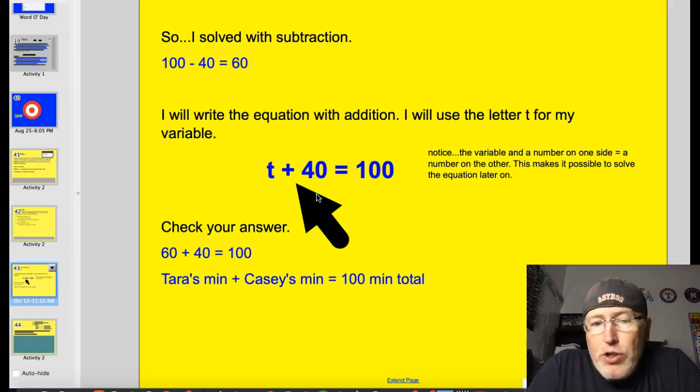Of course, you can check your answer to make sure it works. You substitute in Tara's answer. Remember, you solved it for 60 minutes. 60 minutes plus 40 minutes equals 100 minutes. Or Tara's minutes plus Casey's minutes equal a total of 100 minutes. So using this process, we can solve a lot of problems and write a lot of equations.